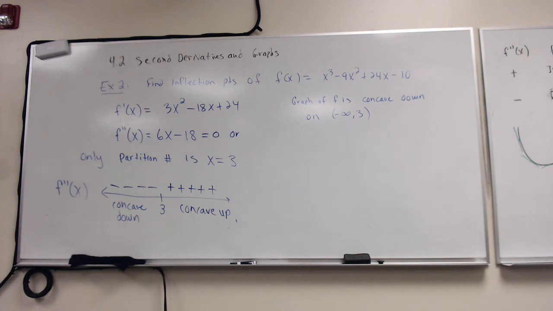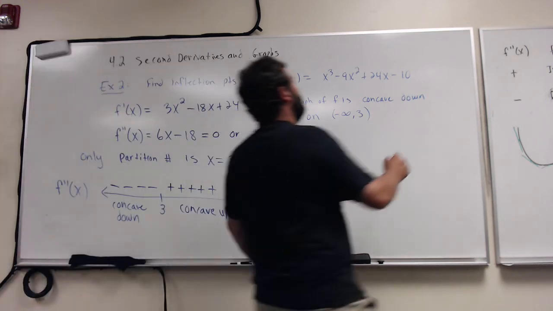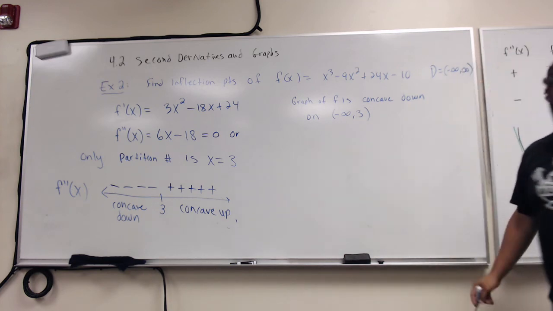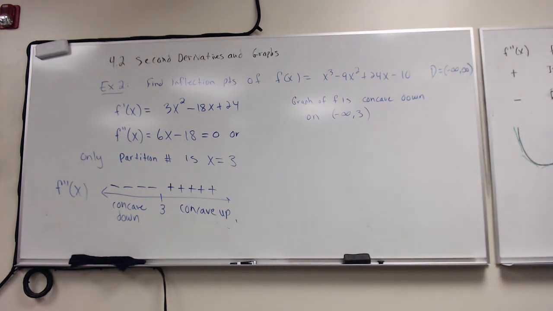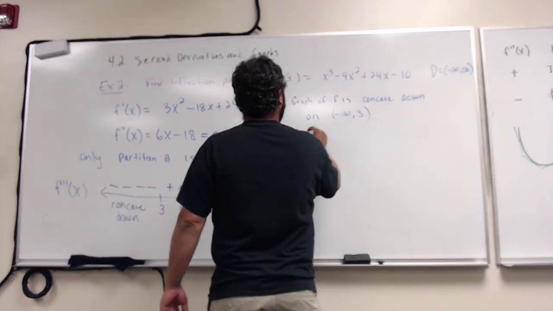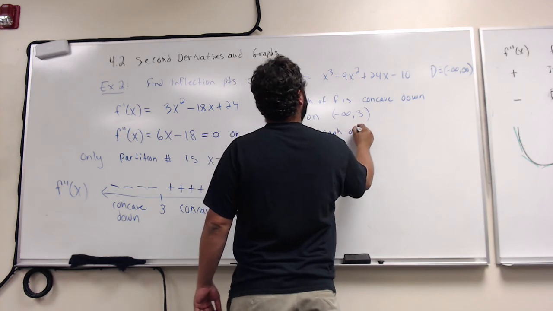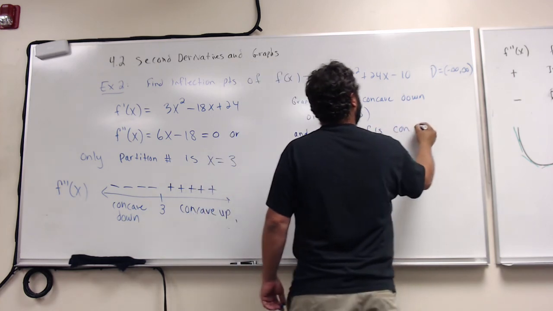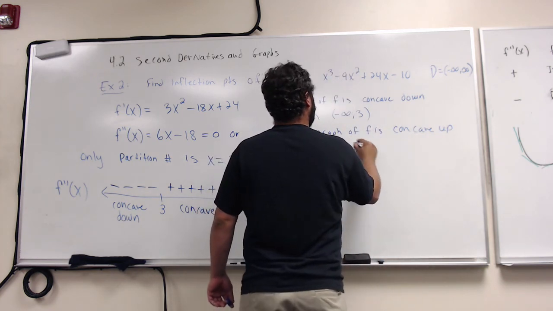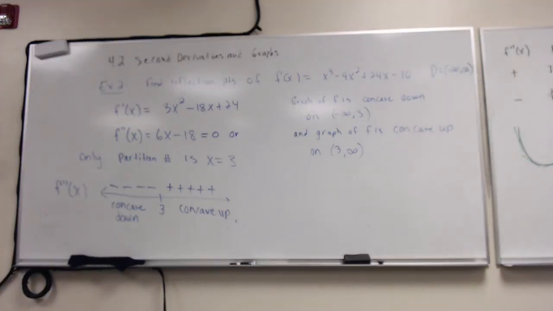Okay. I should have probably written the domain of the original function down too. You want to know where you're working, right? So make sure you're always thinking about what domains are. I should have written the domain of the original function was all real numbers. So on that domain from minus infinity to 3, you're concave down, and the graph of f is concave up on the interval from positive 3 to infinity.